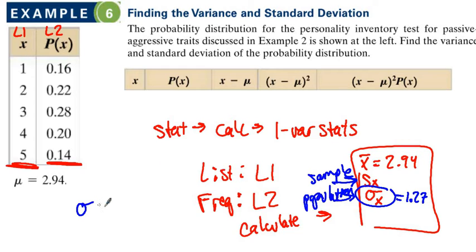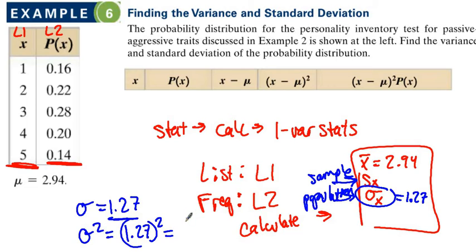Okay, so sigma is 1.27, and then if you want to find the variance, you would just have to take that and square it. 1.27 squared comes out to be something like 1.61, I believe, roughly speaking. So that's how you do it on the calculator. That's definitely the easier way to do it.